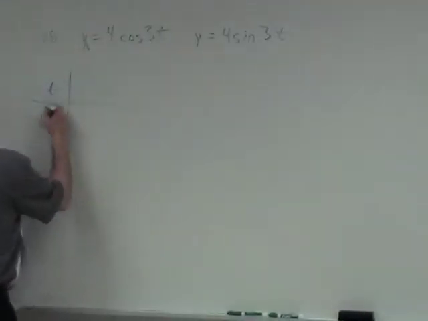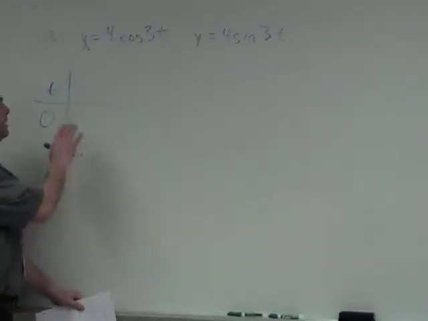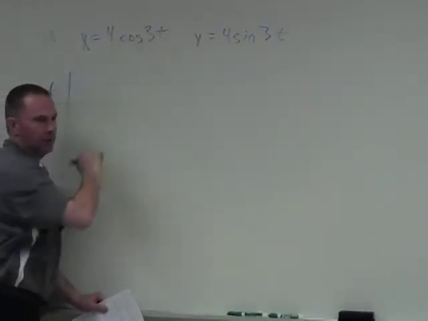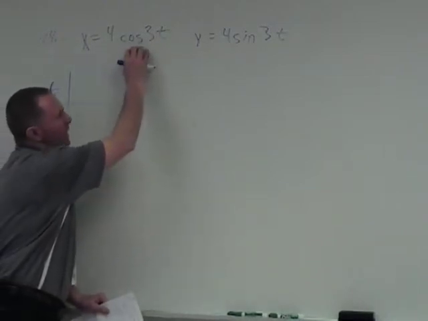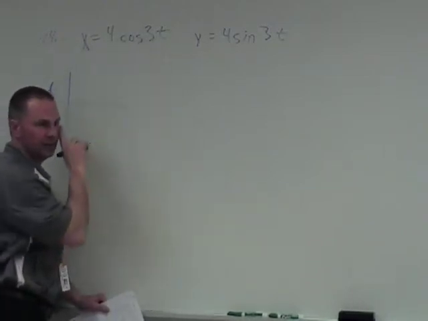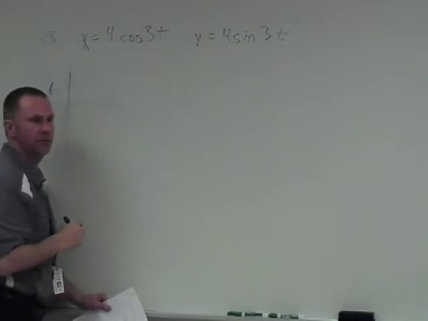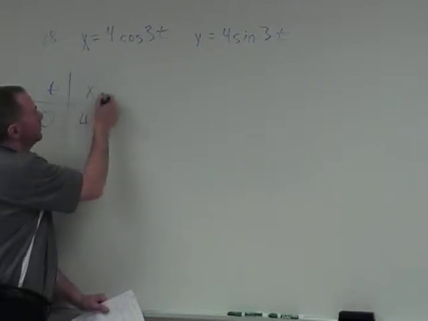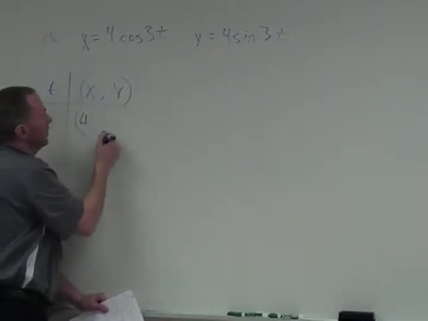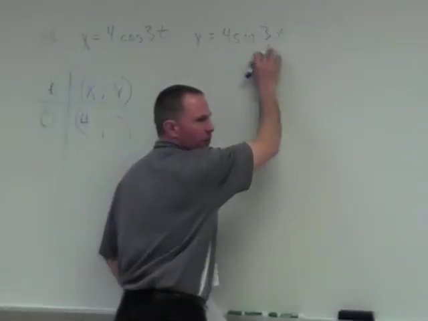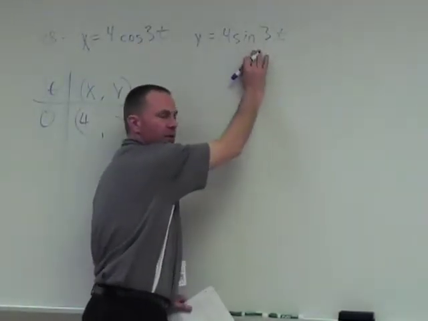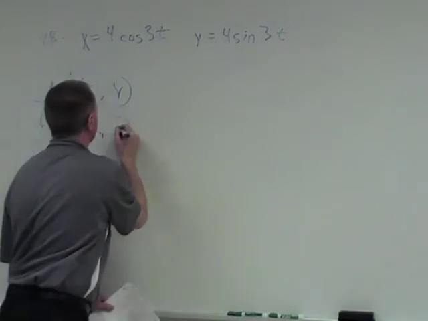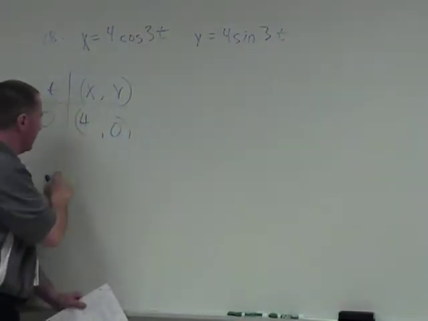Okay, so when t is 0, this is how you start all of your homework problems. In this case, t is going to be 0. 3 times 0 is 0. What is the x value at 0 degrees? Cosine is x. So what is the x value at 0 degrees? 1. 1 times 4 is 4. 3 times 0 is 0. What is the sine, the y value, at 0 degrees? 0 times 4 is 0. So that was the first part of what you're going to answer.